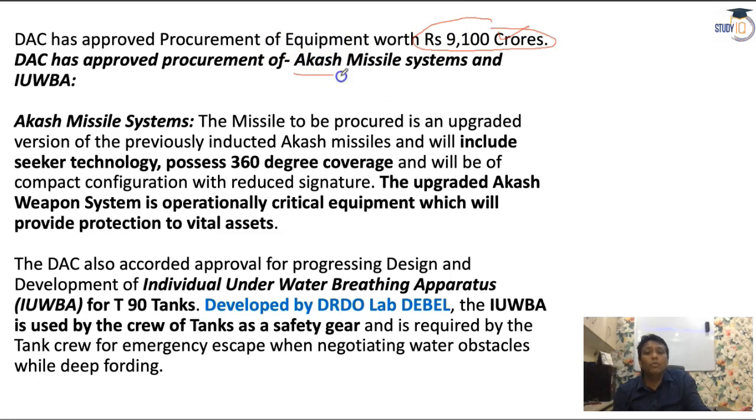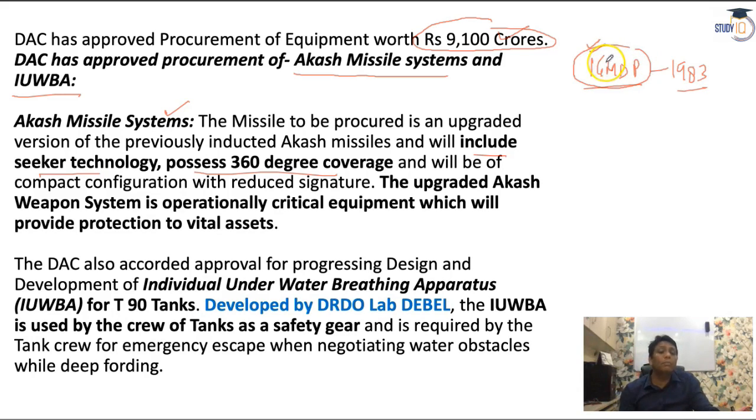One is what we will use for the Akash missile system, and the second is IUWBA. Under the Akash missile system, you will improve the technology with this funding, including seeker technology that can possess 360-degree coverage. So Akash will have 360-degree coverage. It's an improvement of the Akash. Actually, Akash type missiles came under the IGMDP program. And this IGMDP program was introduced in 1983 during APJ Kalam. This IGMDP program was the first missile program that became properly successful. That is the Integrated Guided Missile Development Program.